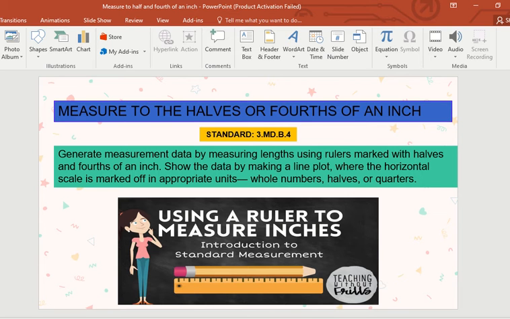So, this is about measuring to the halves and fourths of an inch. The one word that we will talk about is the whole first. Measure to the whole, halves, and fourths of an inch. For example, when we go to a tailor to stitch our clothes, mostly the tailor used to measure our clothes, and same like that, we will be talking about the measurement, but this time we will be using our rulers.